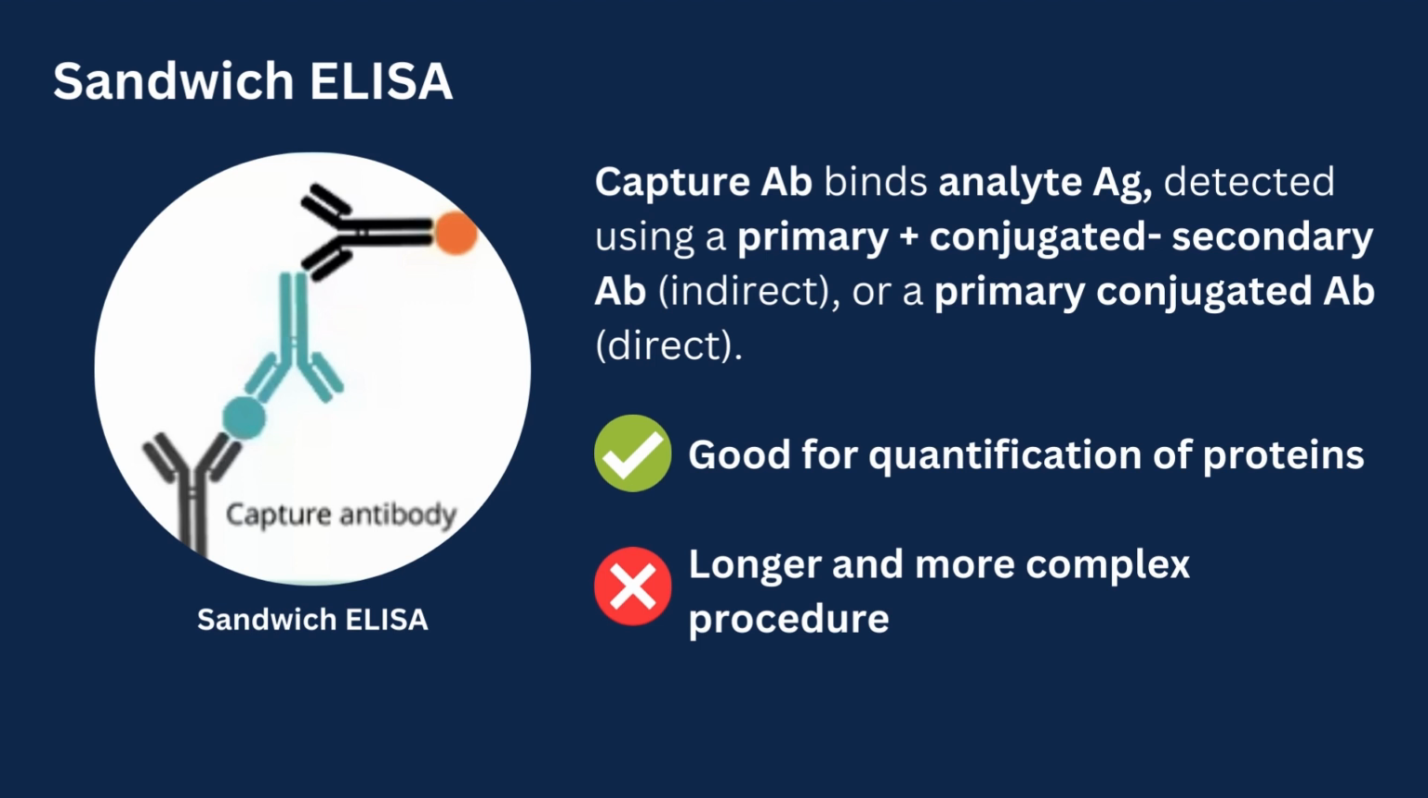Sandwich ELISA has the highest sensitivity out of all types of ELISA, however, is the most time-consuming and expensive method. Sandwich is typically used when you wish to measure the concentrations of a specific protein or antigen within a sample, like measuring the amount of insulin within the blood for monitoring of diabetes.